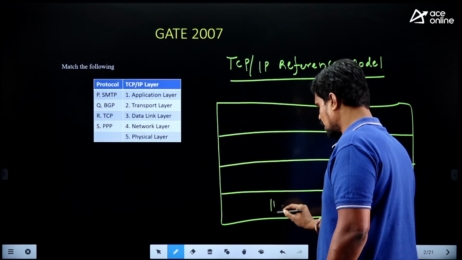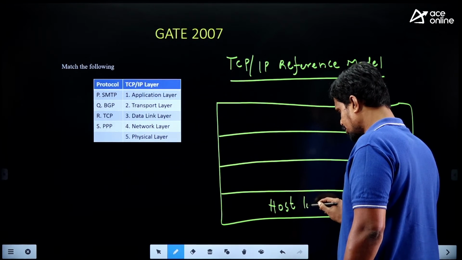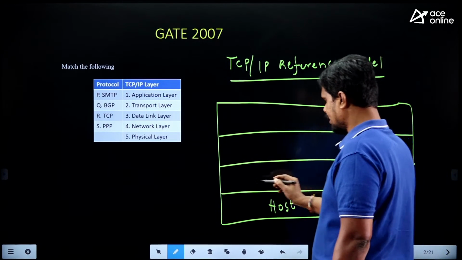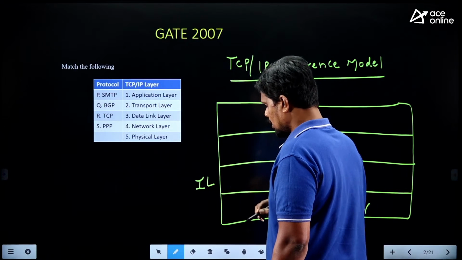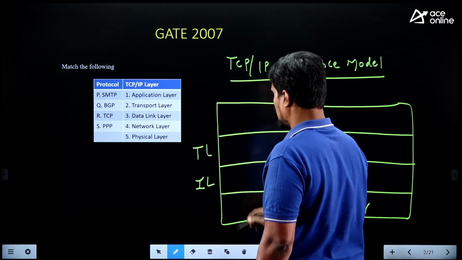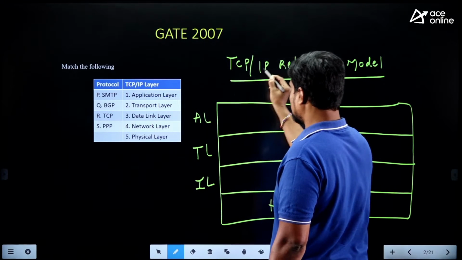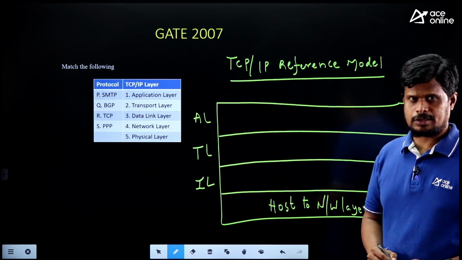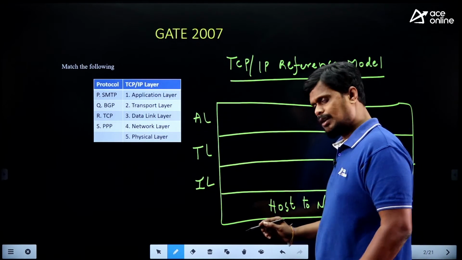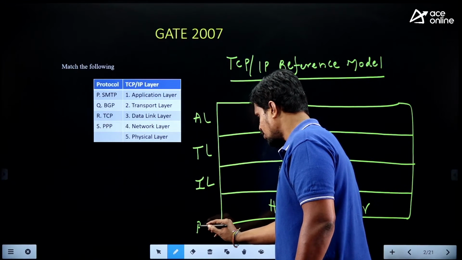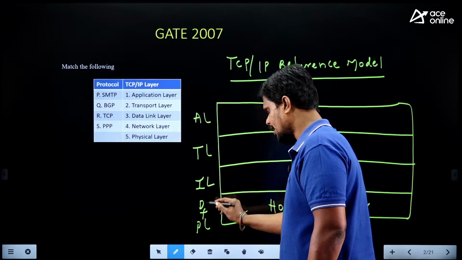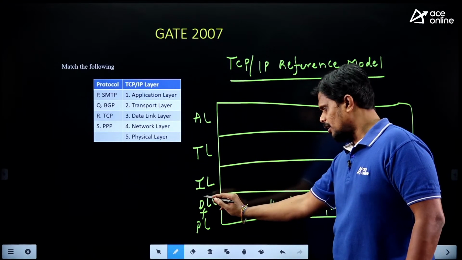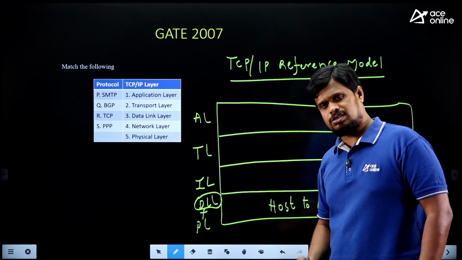That is first one, host to network layer, and next one we are having the internet layer. This is my internet layer, and this is my transport layer, and this is my application layer. So in the TCP/IP reference model, we don't have presentation layer and we don't have session layer, right? This host to network layer corresponds to 2 layers of the OSI reference model, that is physical layer and data link layer.